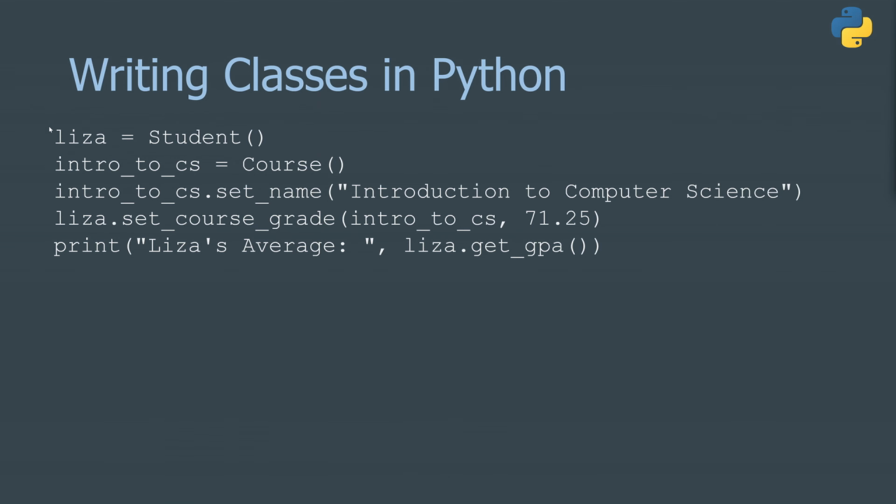So anyway, here I actually create an instance of a student called Liza, and I create an instance of course called intro.cs. I call a method on intro.cs. There's a method called setName, and I pass it a string, introduction to computer science. And then I say Liza.setCourseGrade, intro.cs, and then some number. So presumably this is Liza's grade in the intro.cs class. And so I'm just passing these two arguments into a function. So notice here I'm actually calling a function on Liza, and I'm passing as an argument a different object, an object of a different class.